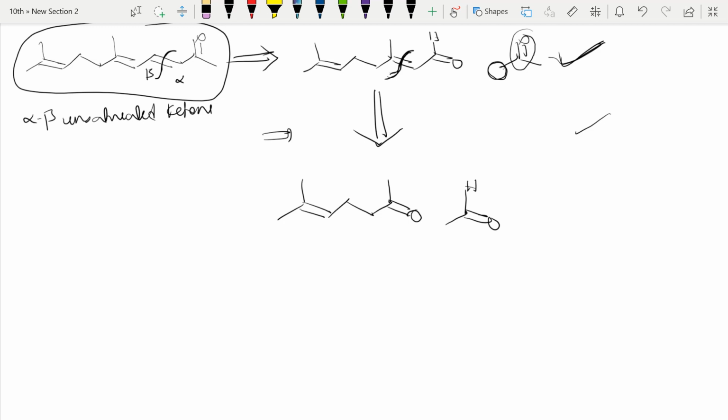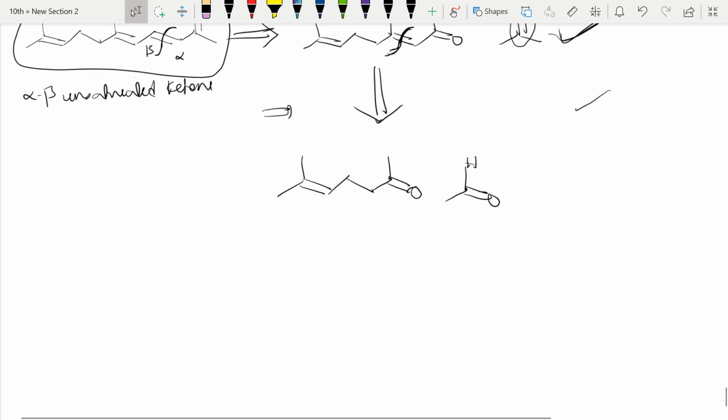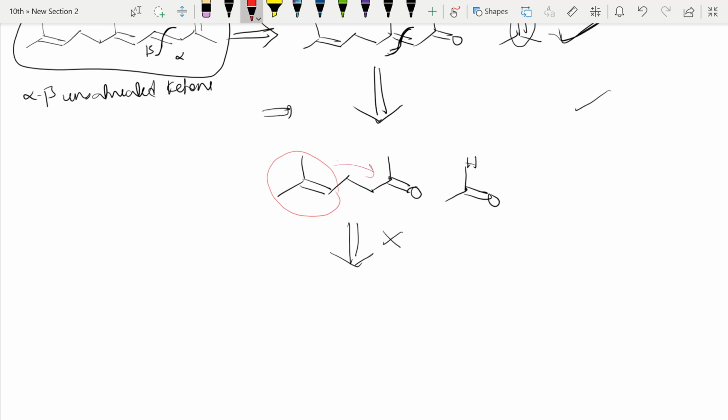I hope everything is clear for you now, right? So this one, can I further break it in retrosynthesis? No, I can't, because if unsaturation is here, which one I am showing now, then I can break here. But now the unsaturation is not there, right? Here unsaturation is there, but it is not alpha beta unsaturation. There is no conjugation here. So I won't break further.